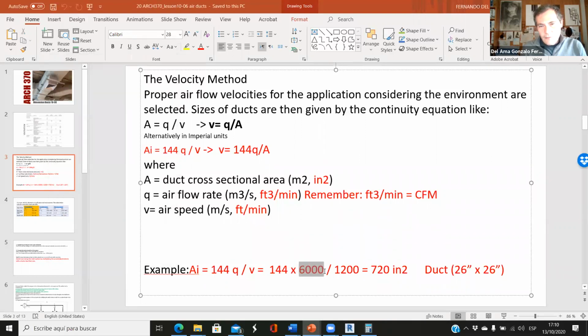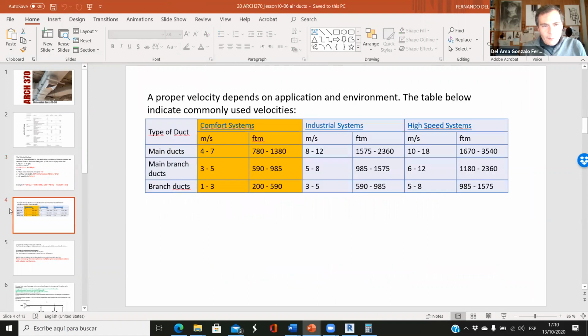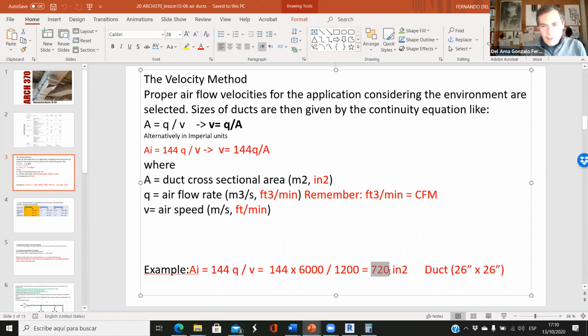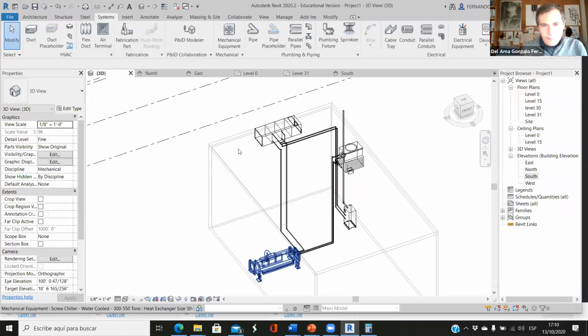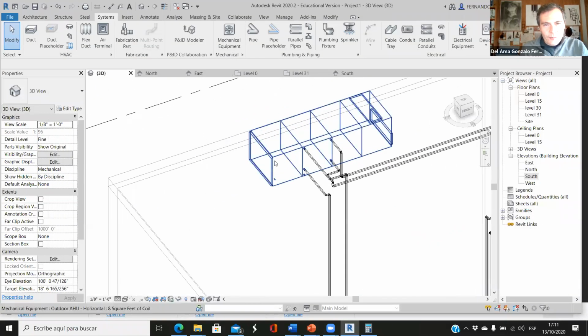Total, 6,000 CFM. If we multiply this times 144 divided by the velocity, and why is it 1200? Because for the main duct, the velocity has to be between 800 and 1300. So 1200 is good. So for our main duct, the maximum area is going to be 720 square inches. So this duct is 26 by 26. We can make it 30 by 30, and it works well. So the maximum size for this should be 30 by 30.